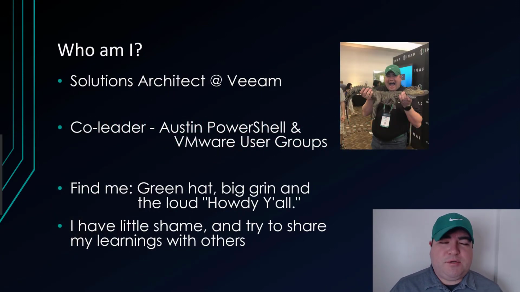Who am I? I'm Joe Hughes, currently a solutions architect at Veeam. Honestly, what everybody would see is more relevant here for this presentation. I'm a co-leader of both the Austin PowerShell and VMware user groups. Typically, you can find me by the green hat, the big grin, and the loud "Howdy, y'all." I'm just a serial collector of communities. I'm a guy who likes figuring things out. I enjoy playing with all things tech, and I like sharing back with the communities.